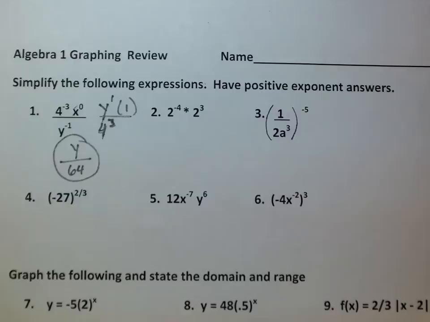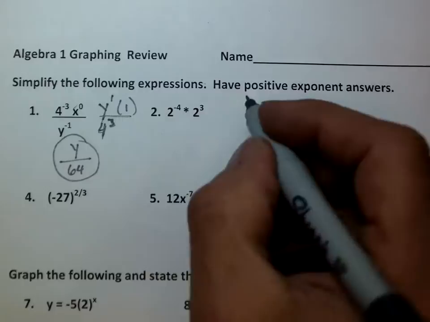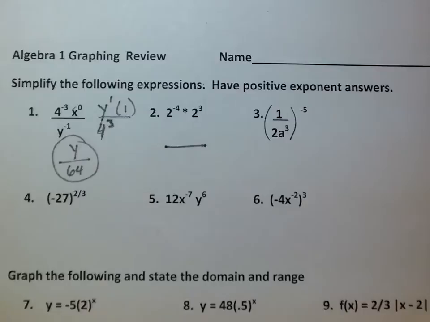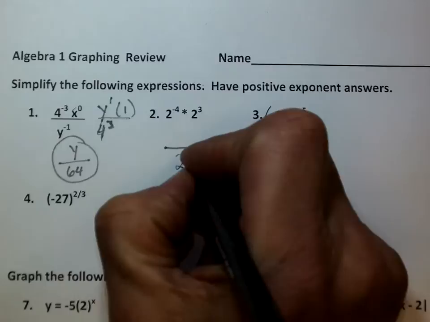Okay? Okay, number 2. Same thing. If I see a negative exponent, I will make a fraction bar. Okay, make a fraction bar. So from here, if it's negative, I'll move it down. If it's not, I'll leave it where it's at. Okay?